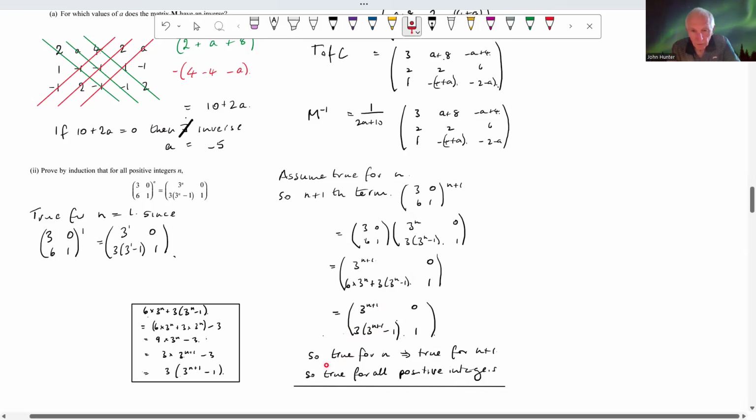So there we go. The fact that it's true for n implies that it's true for n plus 1, and therefore, since it's true for n equals 1, it's true for all positive integers, because what we've just done proves that it's true for 2, 3, 4, 5, and so on. So that is the proof by induction.